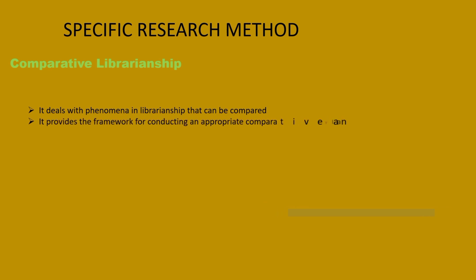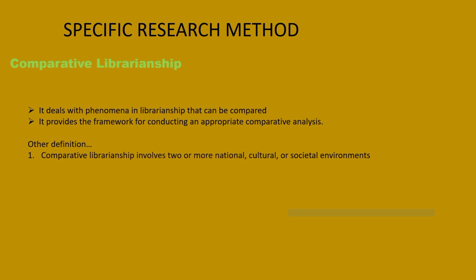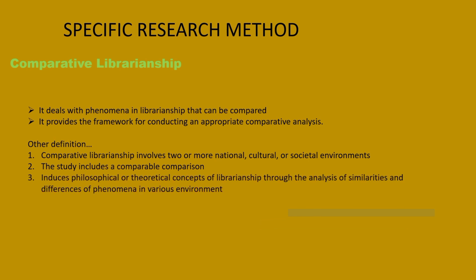Interestingly, there is a long-standing debate over whether comparative librarianship is a research method or a subject matter. Let's discuss. As a subject matter, it deals with the phenomena in librarianship that can be compared. As a research method, it provides the framework for conducting an appropriate comparative analysis, a definition that nicely incorporates all these aspects found in the Encyclopedia of Library and Information Science. It is commonly stressed in defining the term that comparative librarianship involves two or more national, cultural, or societal environments. The study includes comparable comparisons, and it induces philosophical or theoretical concepts of librarianship.